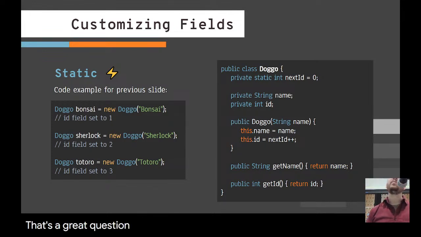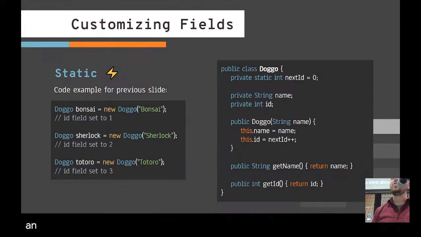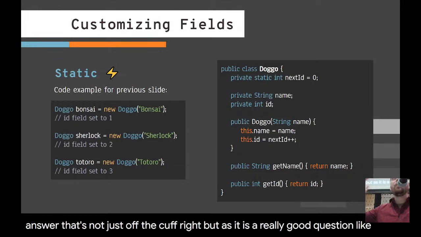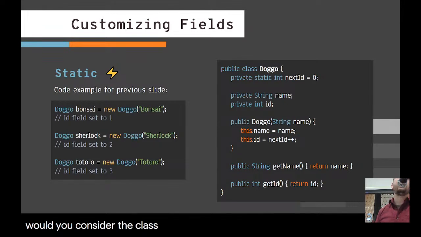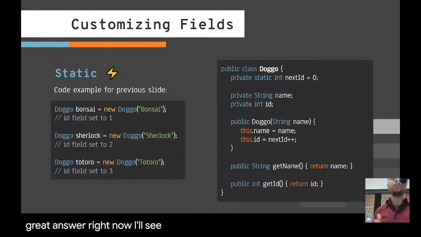That's a great question. I feel like I have to think about that a bit more to give an answer that's not just off the cuff. But that is a really good question. What would you consider the class if you don't have an instance of it, but you're still able to access the static values? Sorry, I don't have a great answer right now. I'll see if I can work on that one.